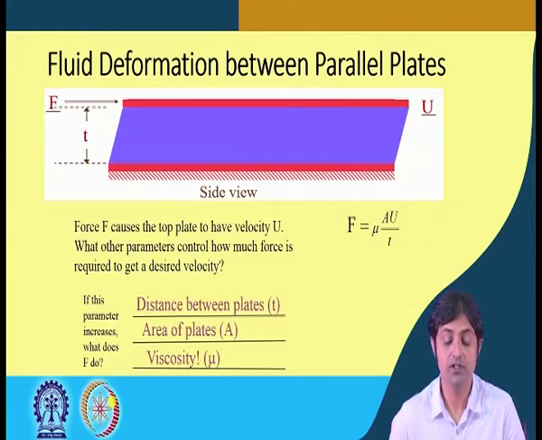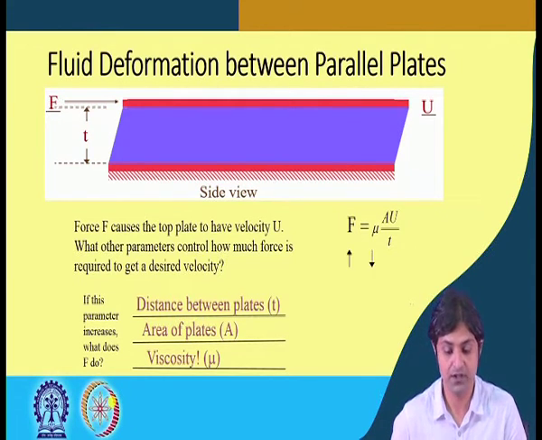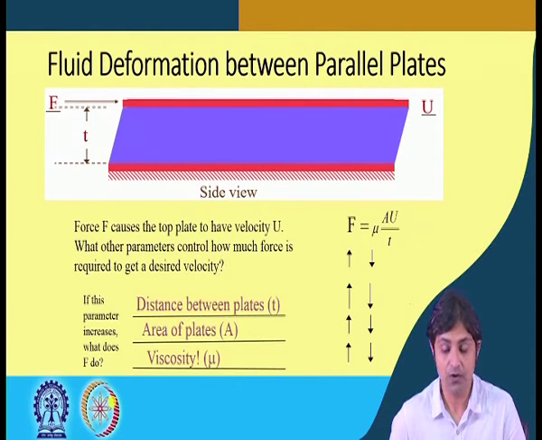So F is found to be directly proportional to mu, area, speed, but inversely proportional to the distance between the plates. These arrows indicate on the left side that F increases, on the right hand side that it decreases. So if the distance between the plates goes down, the force will increase, or if we increase the area of the plate, the force goes up, and if the viscosity of the fluid increases, then the force increases.